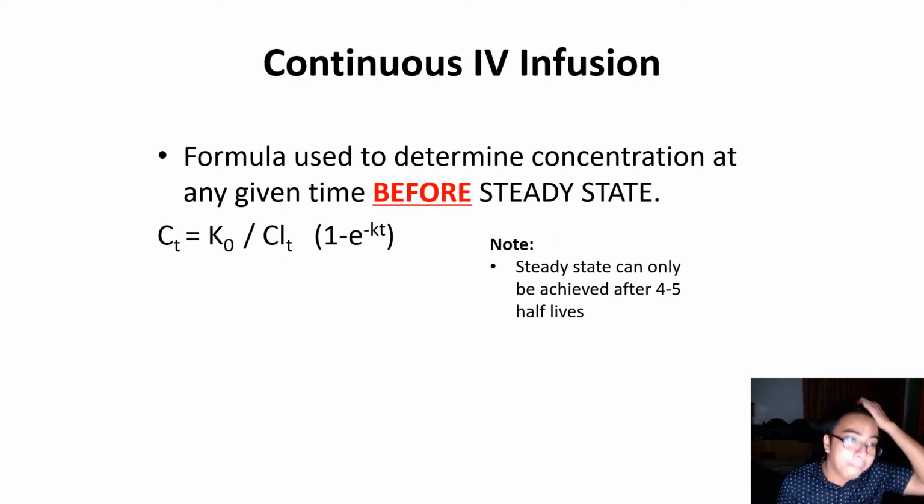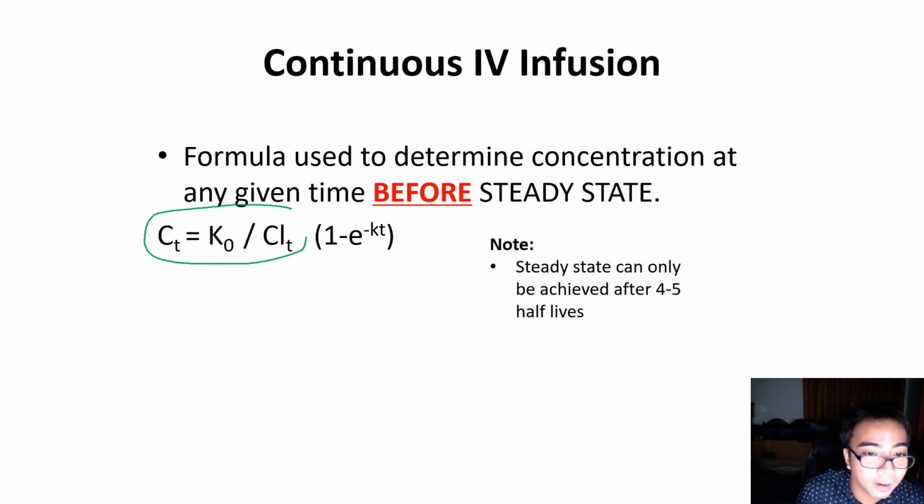Normally, class, we use continuous IV infusions nga pala for drugs with very small half-life. Okay, to the point na hindi ko siya pwedeng ibigay intermittently. Okay, yung may dosing interval. Kasi sobrang liit ng half-life niya, like in 1 minute, minutes lang ang tagal. So therefore, you're going to give that as IV infusions. Okay, so the formula used before to determine concentration at any given time before steady state is this one. All right? It's this formula here. That's rate of infusion over clearance times 1 minus E negative KT.